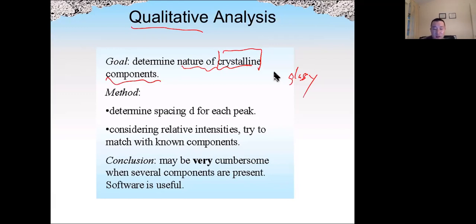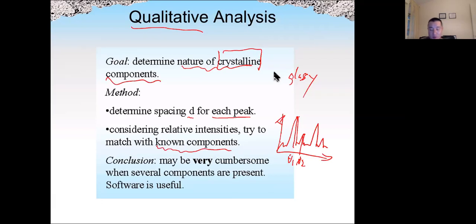So the method is to determine the spacing, the d value, for each peak, and also consider the relative intensity, because the heights of the peaks are different. For example, theta 1 and theta 2, we have two peaks here, but the heights of the two peaks are different. We call that relative intensities. Based on that, we try to match known components.